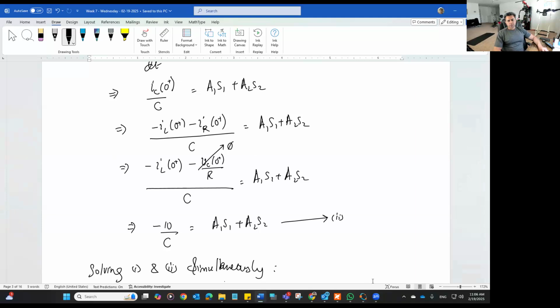So pretty much the only hard part in these problems is the last part, when you take the derivative of the voltage equation and then plug in the equation for IC0 positive. That's the only tricky part. The rest is pretty much the standard process.